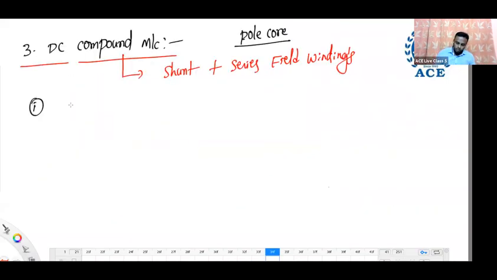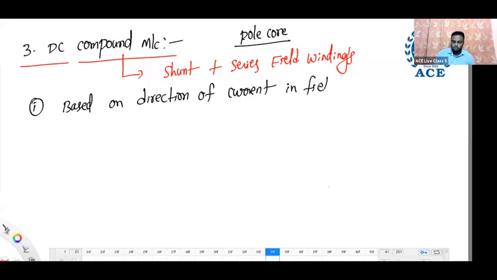First one, based on the direction of current in the field windings. When there are two field windings, both will carry current. If it is the same direction, one type. If it is the opposite direction, another type. Based on the direction of current in the field windings, we have these two types.